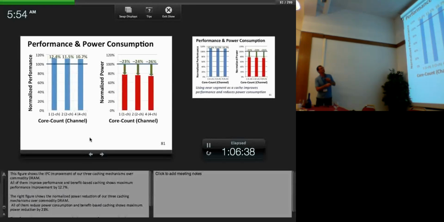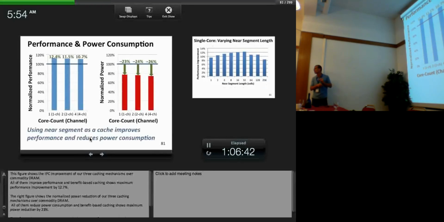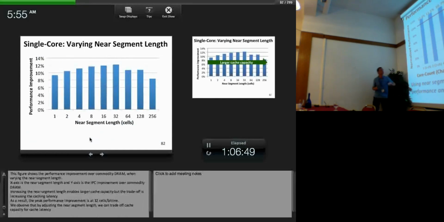And this is what happens to power consumption. The power savings are even larger, and they're consistent also across a large number of workloads. So basically, the conclusion is that using the near segment as a cache improves performance and reduces power consumption.